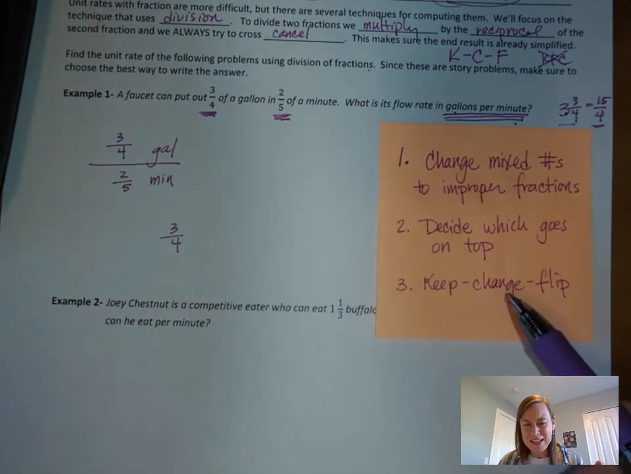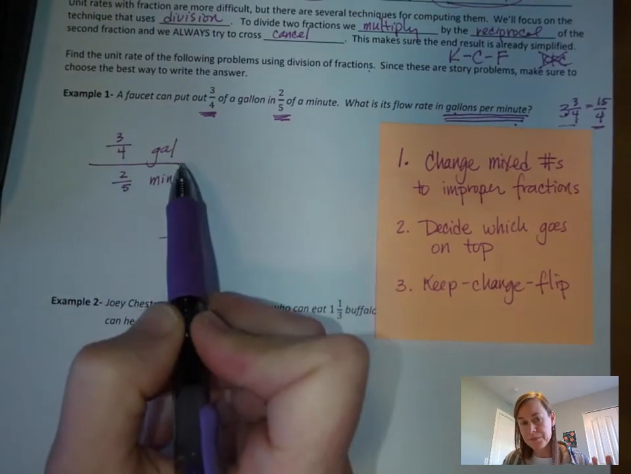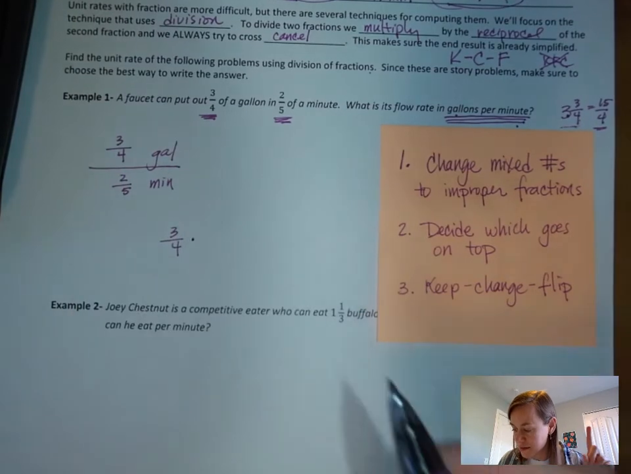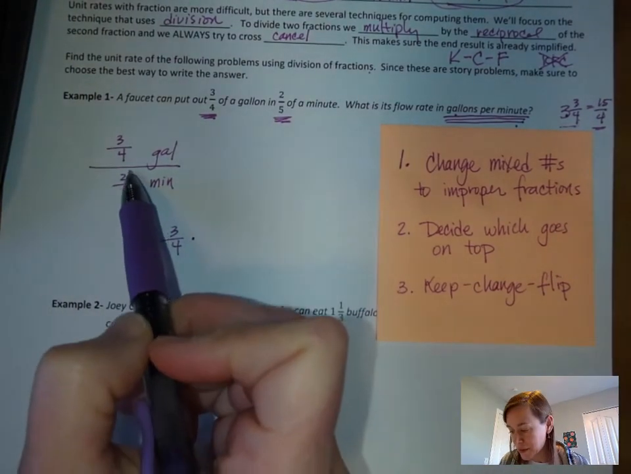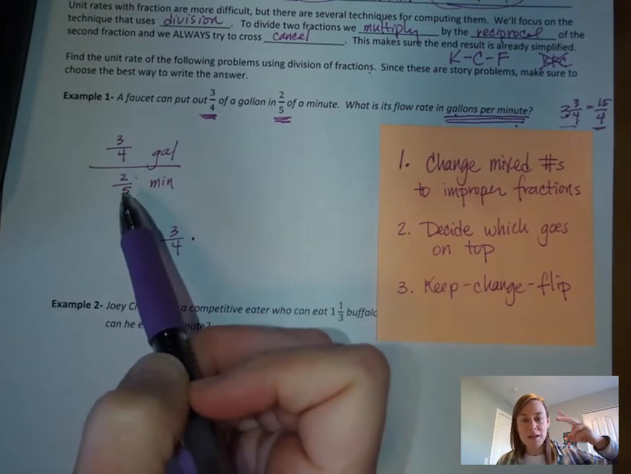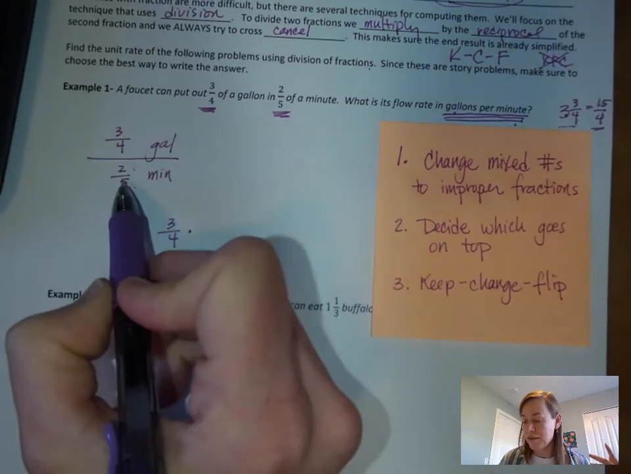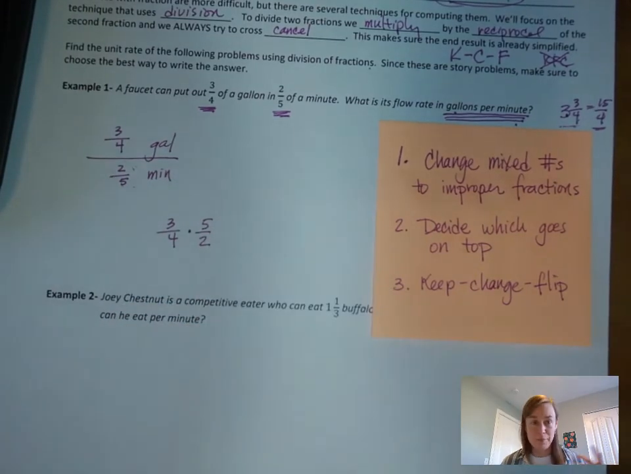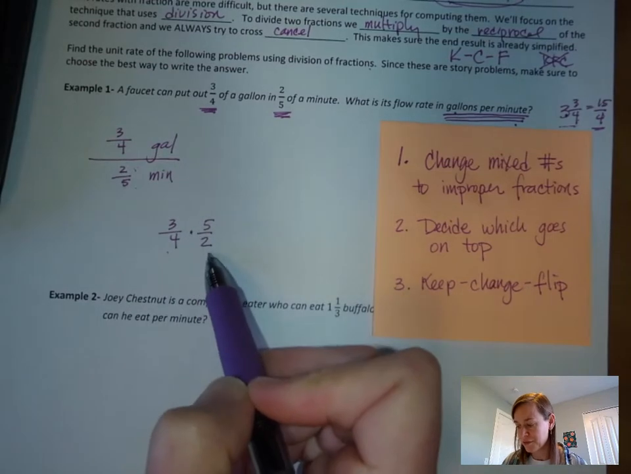Change, well, what does that mean? It means change the operation. Right now we're thinking division, but we're going to change that to multiplication. So I'm going to write a dot. Now the flip part applies to this number, the one that we're dividing by. We're going to have to flip that upside down, in other words, find its reciprocal. So I'm going to put the 5 on top and the 2 on bottom. So keep, change, flip.